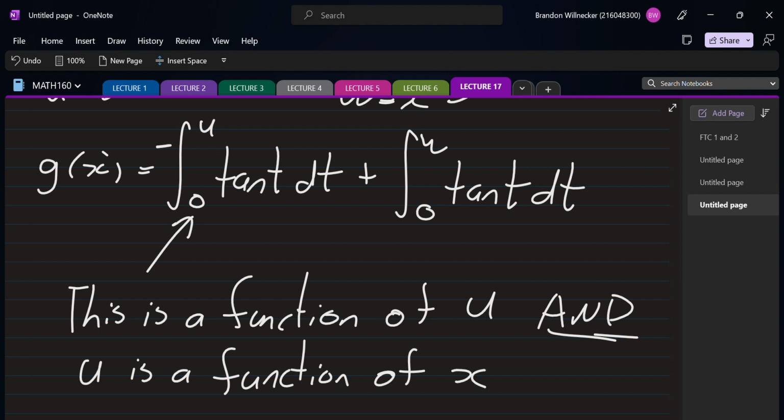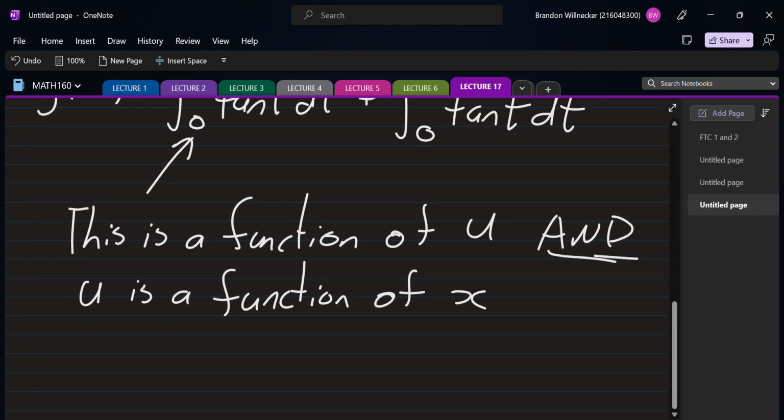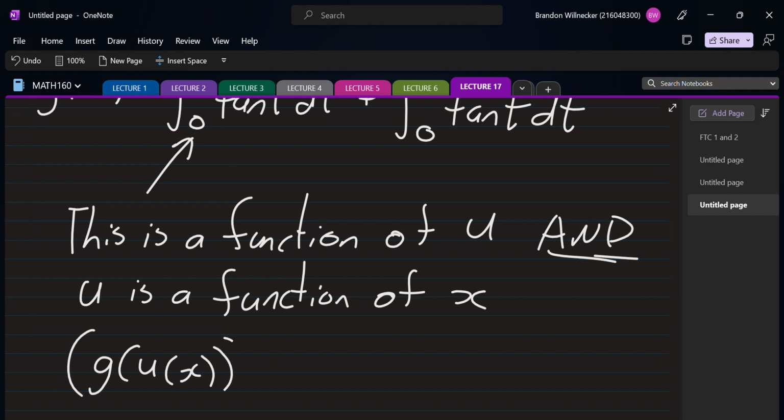Whenever you say g is a function of u, and u is a function of x, the first thing you should be thinking of is the chain rule, because you've got that function composition. If you're finding the derivative, you need to use the chain rule.